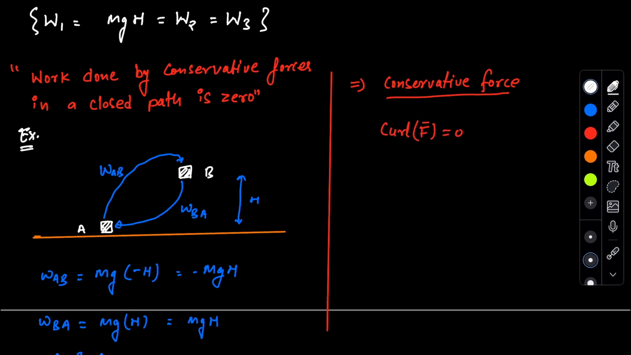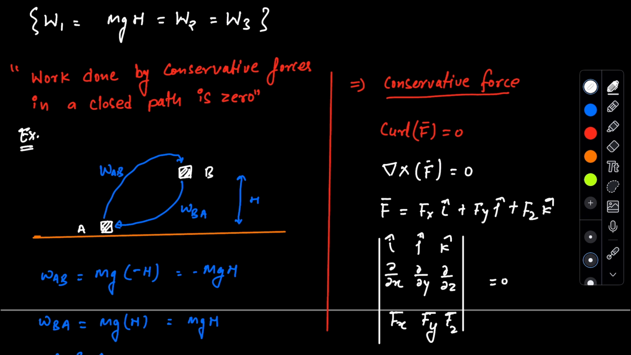Now, what is the meaning of curl F? First of all, it is denoted like this. This is the symbol like the gradient only, but here we have cross F. That is 0. Now, how do we write it down mathematically? Let's suppose the conservative force is Fx i cap plus Fy j cap plus Fz k cap. When I say that the curl F is 0, this is the meaning.